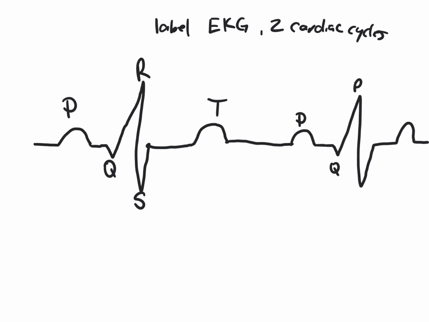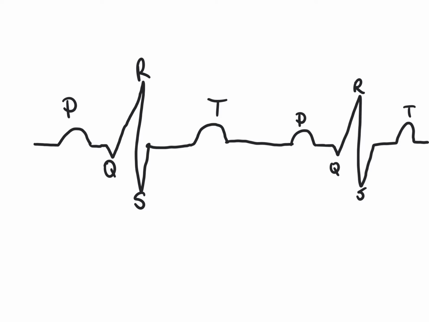P, Q, R, S, and T. And these aren't exactly to scale, but it's enough to give us something to work with. So the next thing you're asked to do is label the mechanical activity that's accompanying each waveform. So we'll start with labeling the areas of depolarization and repolarization of both the ventricles and the atria. Or another way to think about this is the electrical activity of these areas of the heart. And that's essentially what this EKG is measuring.